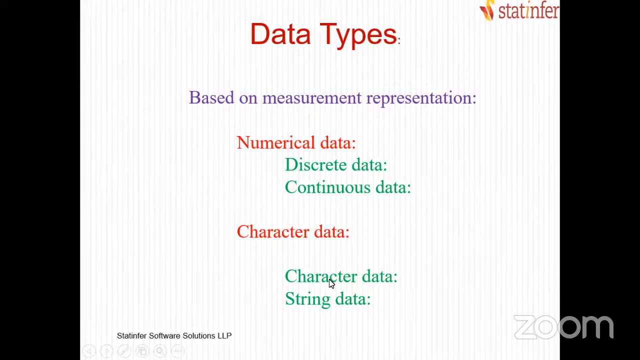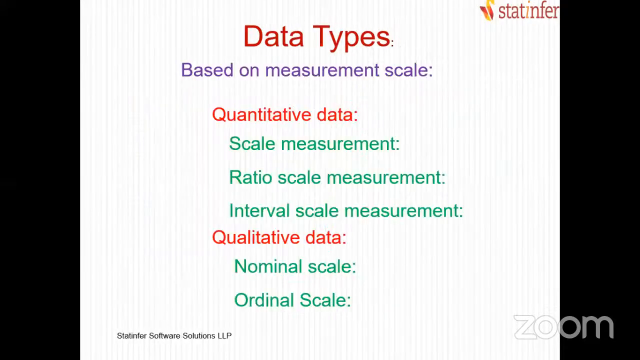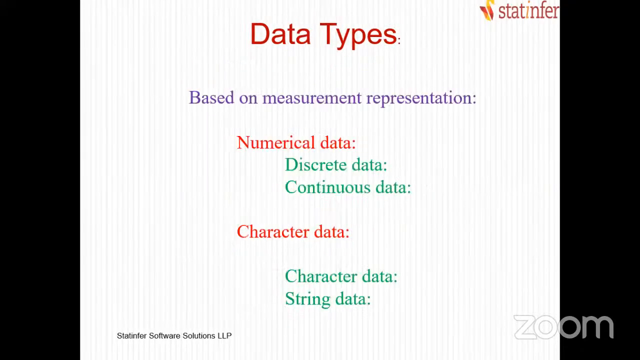Okay, character. Coming to the character data: in character data, if you mention only a single letter, that is the character data. If you mention a combination of characters, that comes under the string data. Okay, these are the types of data based on measurements and based on representation.